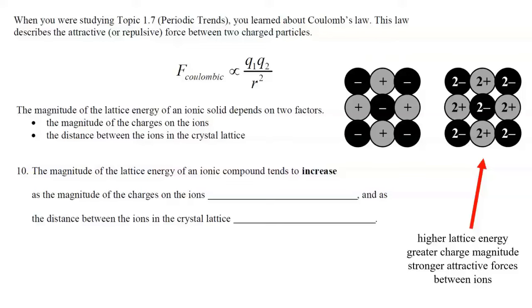Well, the diagram on the right represents the compound with the higher lattice energy, and that's because it has a greater charge magnitude. That's the numerator of Coulomb's law. Greater charge magnitude, stronger attractive forces between the ions, and a higher lattice energy.